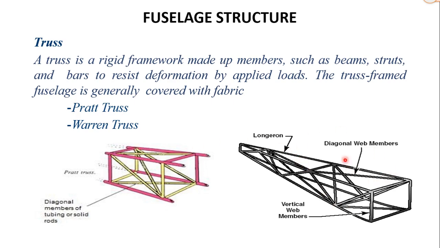This is Warren truss. In this type, the longerons are connected with only diagonal members. Loads are transmitted to all the structure. All the members are capable of carrying both tension and compression. This type of structure provides more space, strength, rigidity, and better streamline.